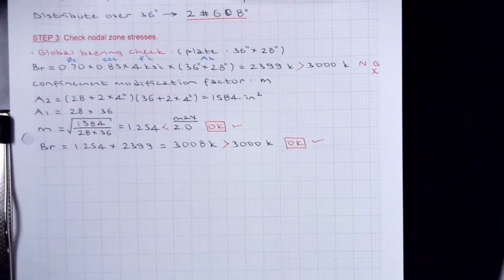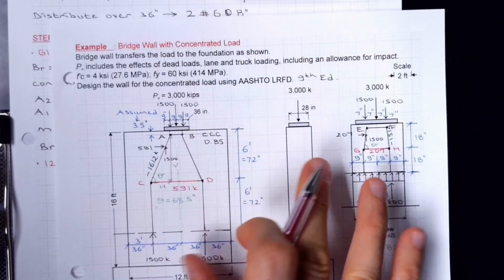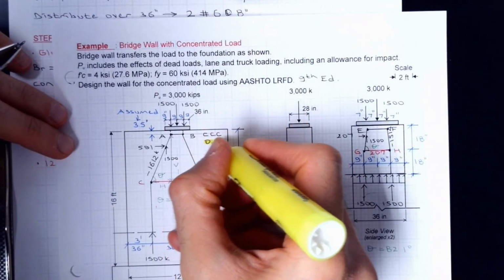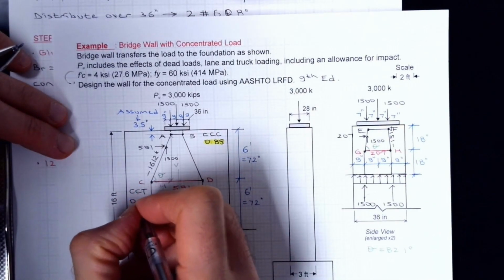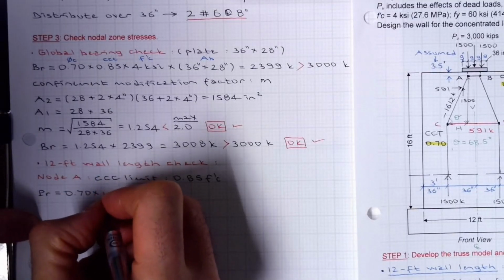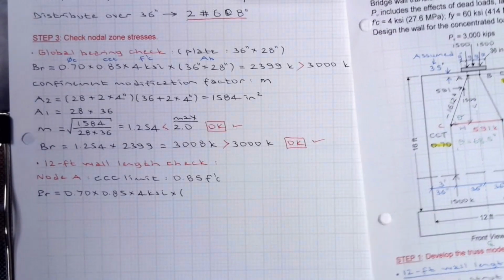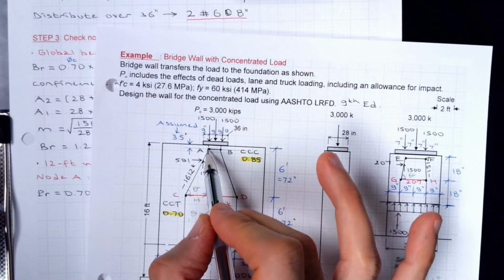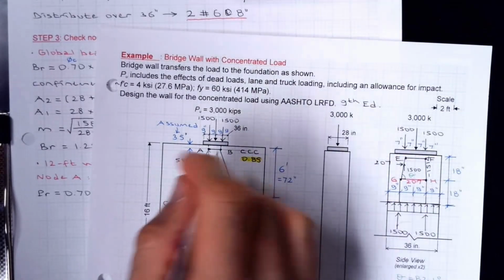So now I'm going to be checking nodal zones. We have two nodes to check. We have node A. Also, we have node C. Node A, as I mentioned before, it is CCC type node with 0.85 multiplier. Node C is CCT type node with 0.70 multiplier. PR, it's going to be phi C times 0.85 F prime C. So here, what I'm checking is node A. I'm checking strut AB because, as I told you, this check involves checking horizontal and vertical members only. So there is really no vertical member. The only thing to check would be strut AB.